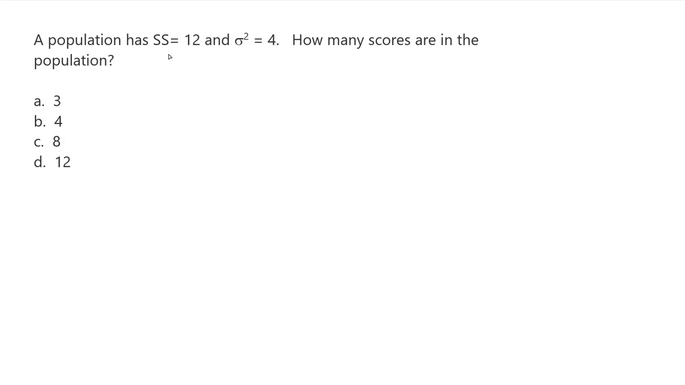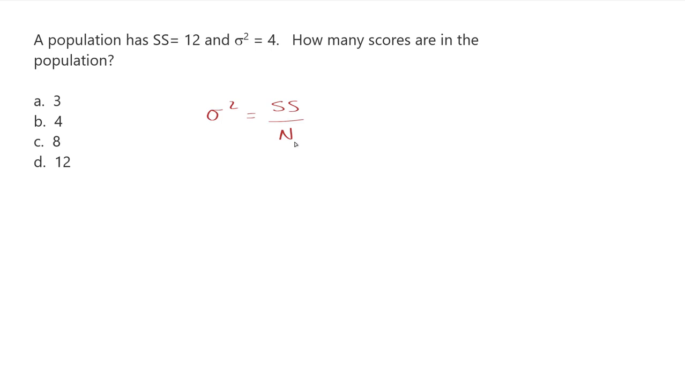A population has a sum of squares equal to 12 and a population variance equal to 4. And they're asking us how many scores are in the population, either 3, 4, 8, or 12. All right, so in order to work this out, we need a formula that relates the population variance to the sum of squares and n.